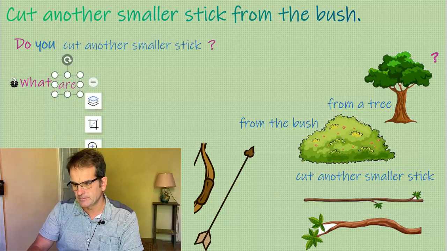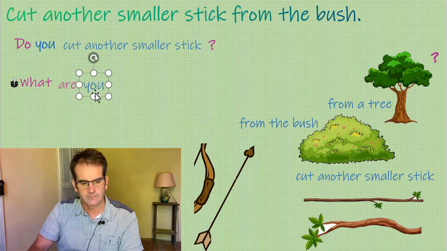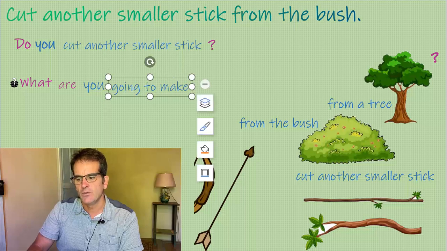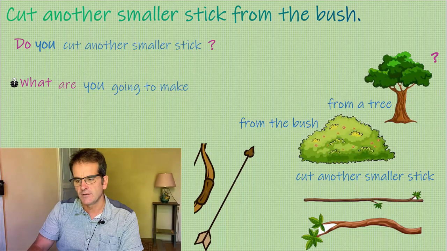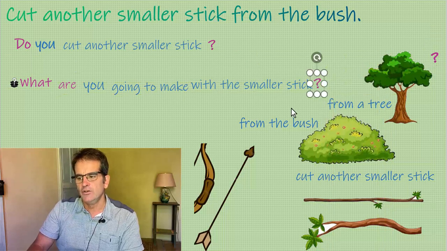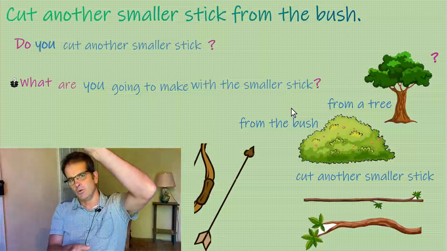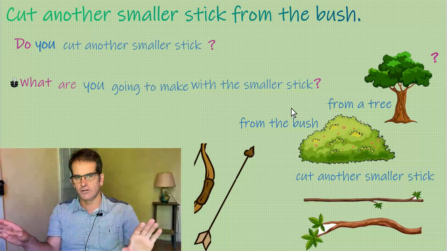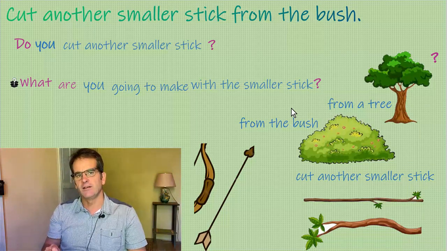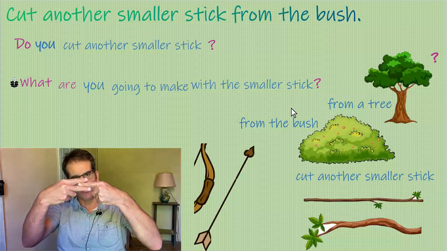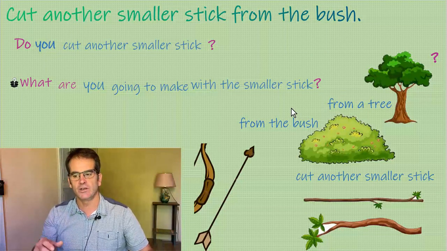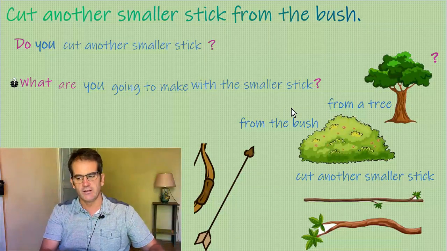What are you going to make? Future, what are you going to make with the smaller stick? Well, you are not going to make the bow, okay? And you are not going to make a cake. You are going to make an arrow with the smaller stick.